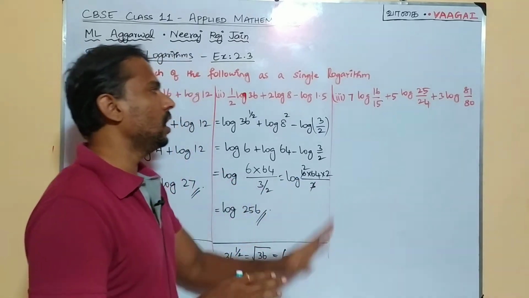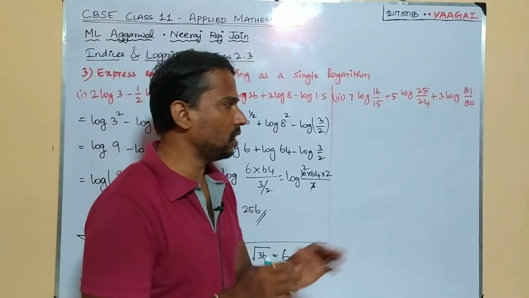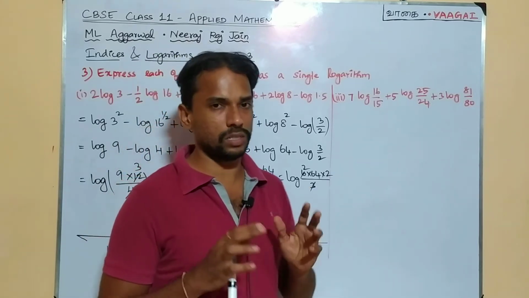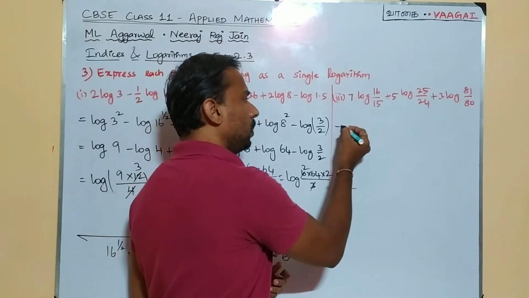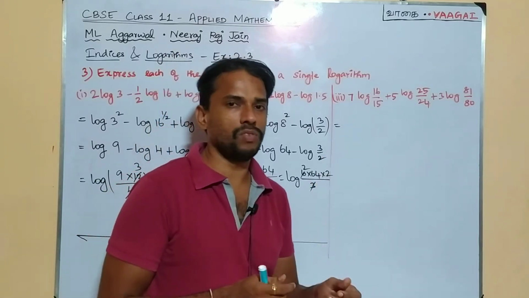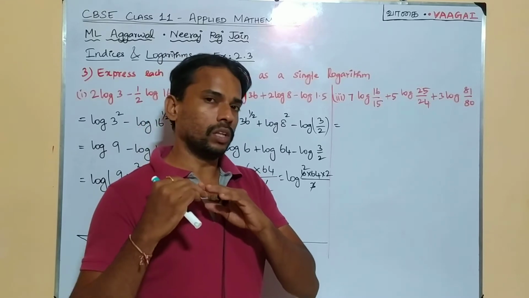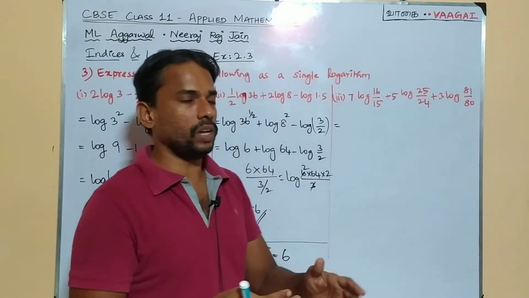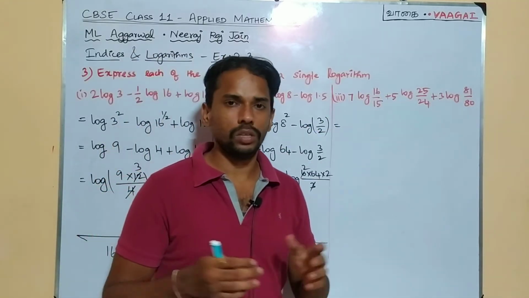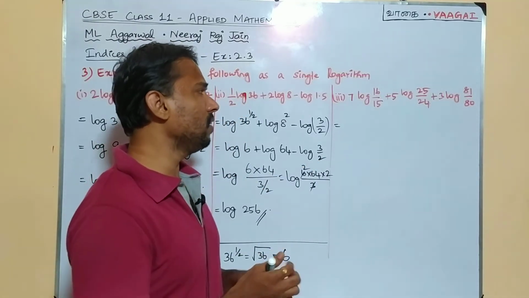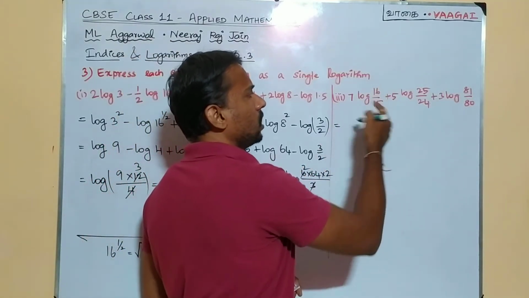That's it. Okay, fine. Now coming to the third subdivision, here again we have a very similar question. This also we are going to handle in the same way. Okay, but this looks a bit complicated. If you remember the previous questions, question number 2, how we solved the last subdivision, the same approach we are going to use for this question also. Okay, all right. Coming here you have 7 log 16 by 15.